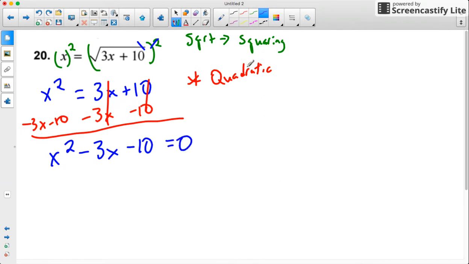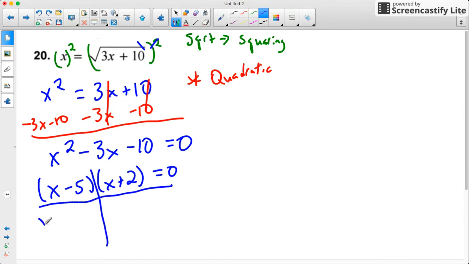There are all different kinds of ways that we can solve these quadratics, and I think that I can factor this one. So I'm going to solve this by factoring. I can factor this as x minus 5 times x plus 2, which is equal to 0. So now we're going to drop a T on this, split my factors, and set each factor equal to 0. So on the left, I'm going to get x equals 5, and on the right, I'm going to get x equals negative 2.